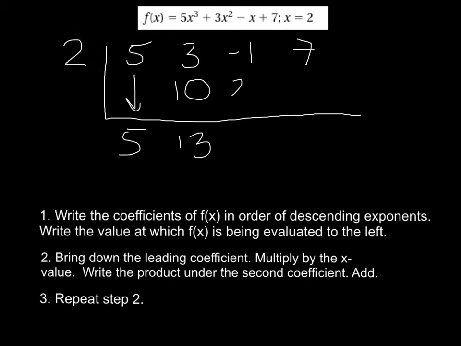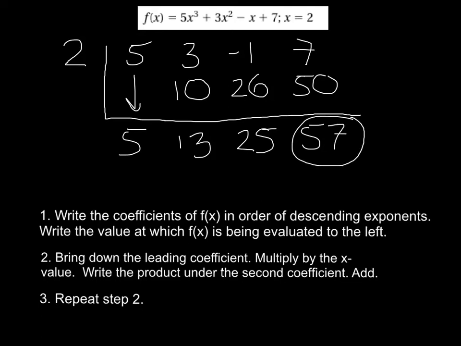We write the 26, same time as before, but right underneath the next coefficient. Again, last part of step 2 is to add. Negative 1 plus 26 gives us 25. Now we have that 25. We multiply the 25 by our x value of 2, and we get 50. We add 1 last time, and we get 57.